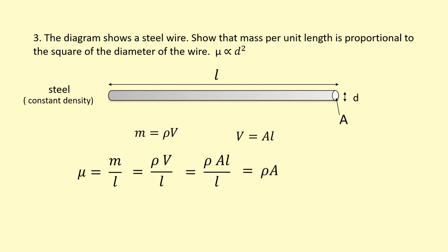So there you go. You've got the mass per unit length is proportional to the density times the cross-section area, and the cross-section area of a wire, it's a circle, so it's going to be pi r squared, or pi d squared over 4. So if we put that in there, then as you can see, because it's a steel wire, the density is going to be constant, so I can ignore that. Pi is a constant, ignore that. 4, that's it. So you can see mass per unit length is proportional to diameter squared.